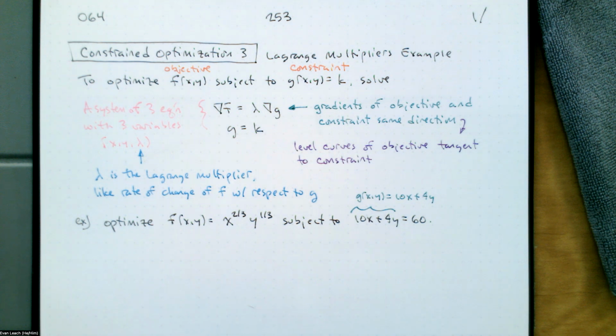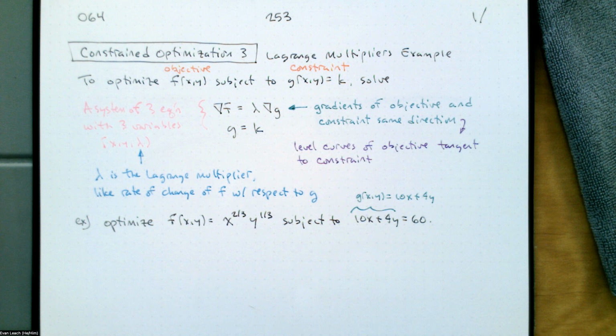This is actually just lifted from the Cobb-Douglas production equation. x is units of labor and y is units of materials or something like that. The constraint would be our budget. We have 60 units of money to work with. Each unit of labor costs 10. Each unit of materials costs 4. And so if I have 60, this is how I can distribute my units of labor and material.